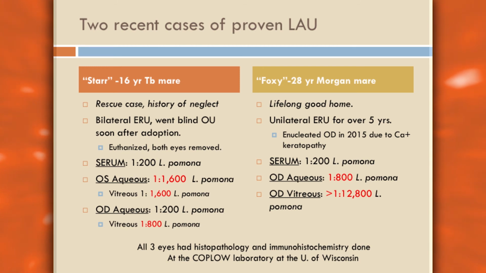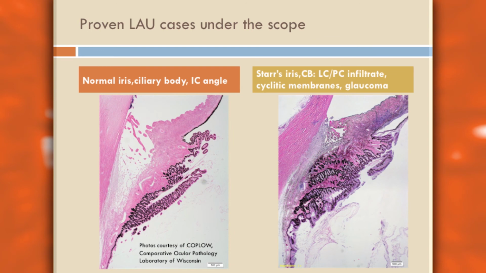And here's what we found. This is a classic C value here. The serum on both of them, I think both of them had a problem long ago, so the serum levels weren't too high. But look at these intraocular levels, very high. Here's a normal ciliary body and iridocorneal angle. Here is Star, who was the abused and neglected racehorse, okay? And even without being able to see detail, you can see what a mess this eye is. This is why this disease is so hard to treat.